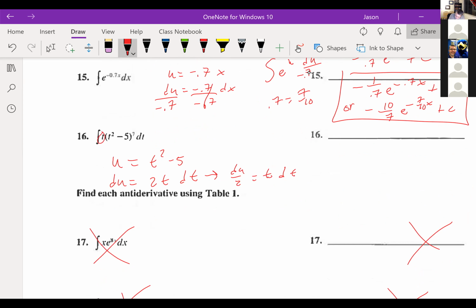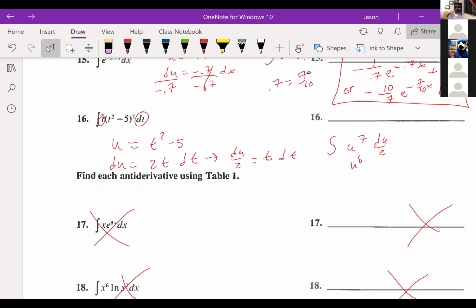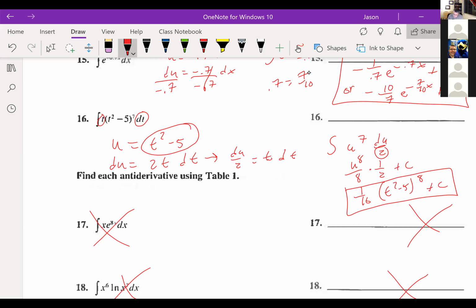Well, there's my t, there's my dt. So I want to go with the integral of u to the 7th power du over 2. So this is just going to be u to the 8 over 8 times 1/2. Don't forget this dividing by 2 there. Times 1/2 plus c. But what was u? u was this whole thing. So this is going to be 1/16 of t squared minus 5 to the 8th power plus c. Pretty cool.